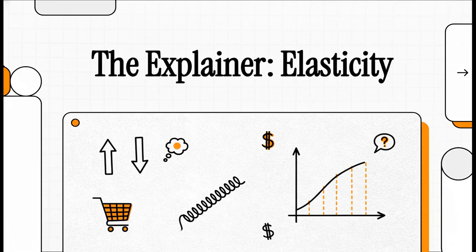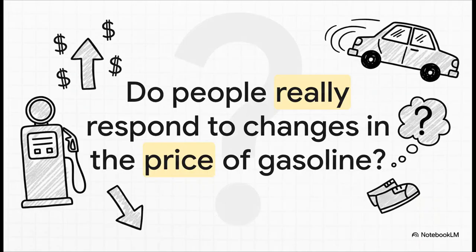Today we're going to talk about a concept that is secretly running our economy. It influences every single purchase you make, and it's called elasticity. So, let's start with a puzzle you've probably thought about while filling up your tank. When gas prices shoot through the roof, do you actually drive less? Or do you just grit your teeth and pay? How much do these price changes really affect what we do?